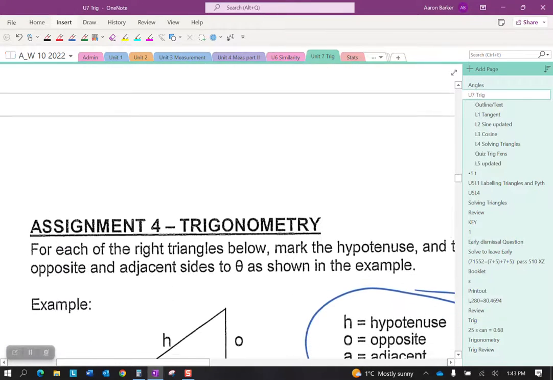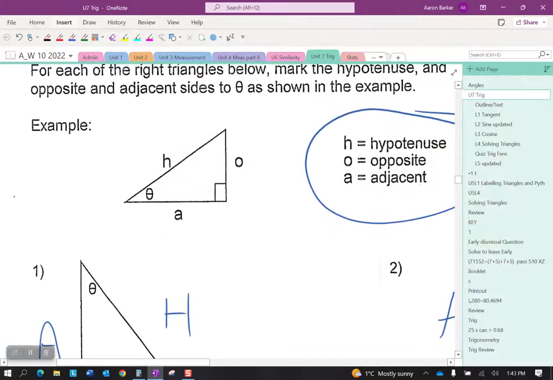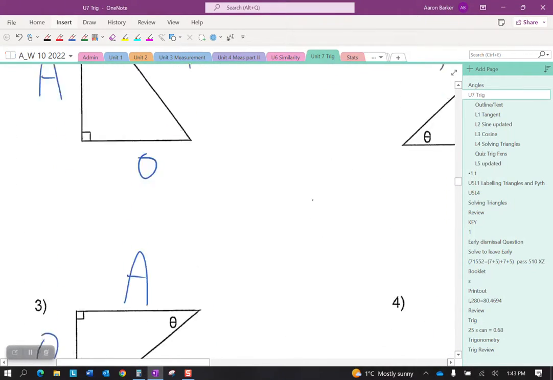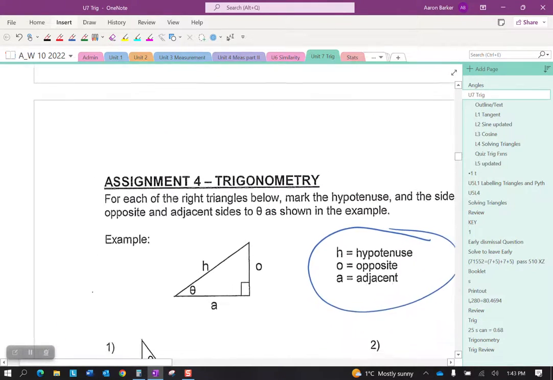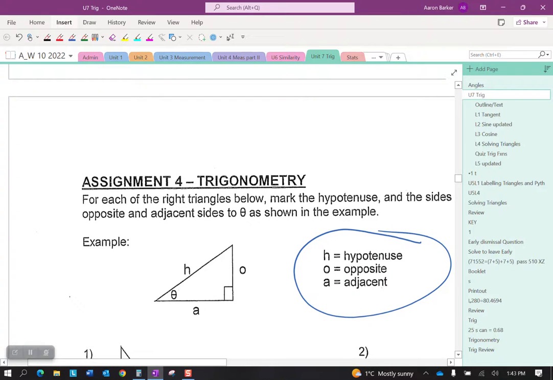Okay, down here, all you're doing then is labeling H, O, and A on the triangles. Once you get those 4 done, come on up, grab the quiz. Just bring your booklet. I want to just make sure we're all up to date with all our Pythagoras before you do the quiz. Pitter patter, get at her, go.